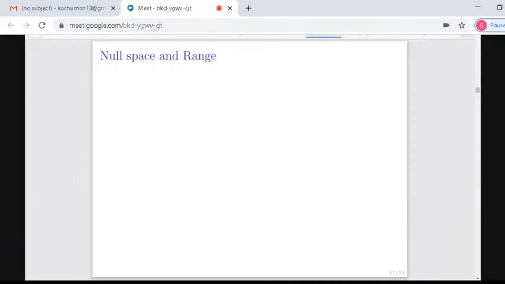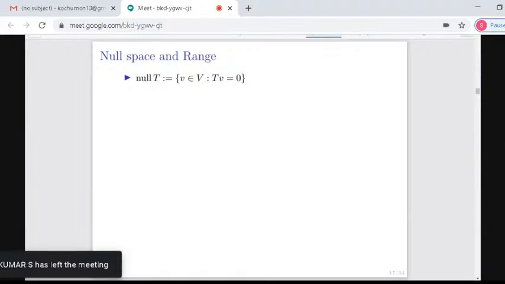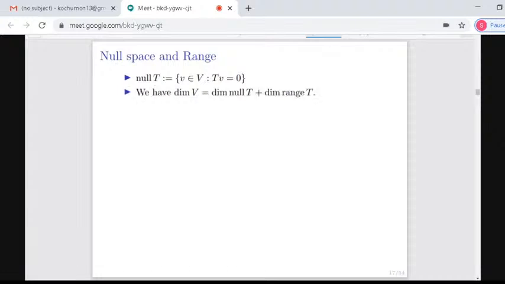Null space and range of an operator are two important subspaces. Given an operator, you have two important subspaces, which are the null space and the range. The null space is defined as the set of all V such that Tv is equal to 0. We know from the rank-nullity theorem that the dimension of V is the dimension of the null space of T plus the dimension of the range of T.